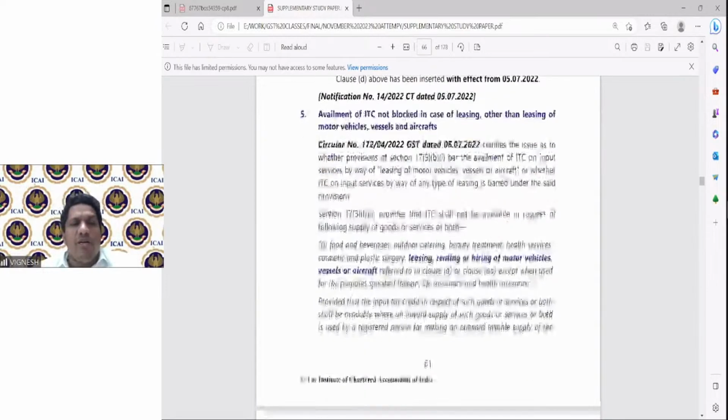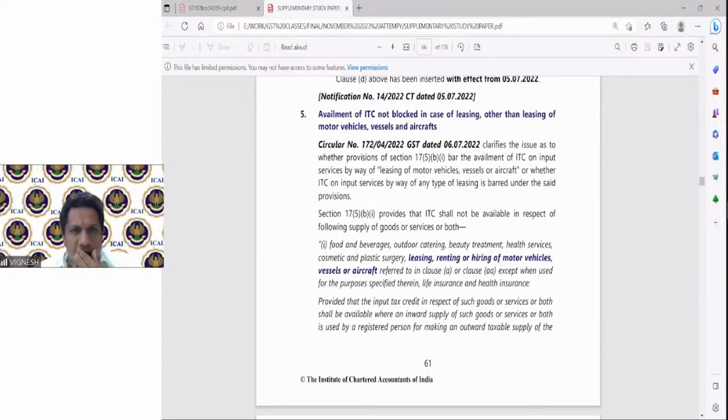The next one: availment of ITC not blocked in case of leasing other than leasing of motor vehicles, vessels, and aircraft. What is this? Now, the important point here, what we are going to discuss is with regard to leasing of motor vehicles, vessels, or aircraft, whether the input tax credit is blocked or not.